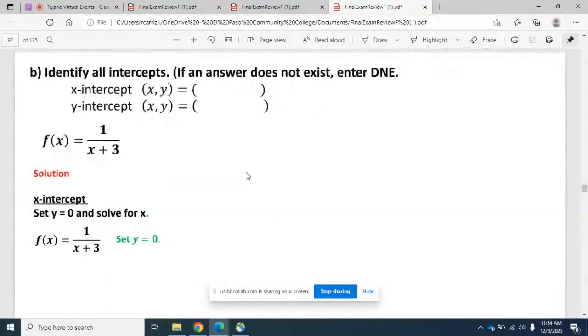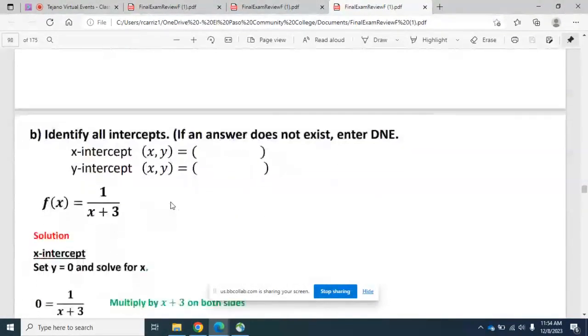It says, identify all intercepts. So again, if I want to find the x-intercept, I set y equal to 0. If I want to find the y-intercept, I set x equal to 0. So let's do the x-intercept first. So let's set y equal to 0 and solve for x. So here, f of x is replacing the variable y, so we'll set it equal to 0.